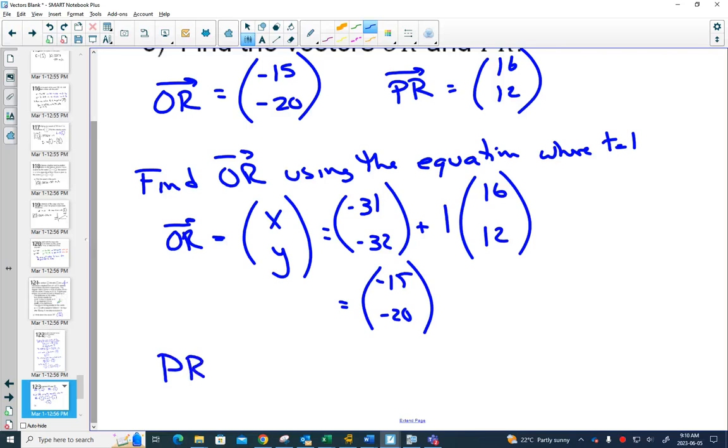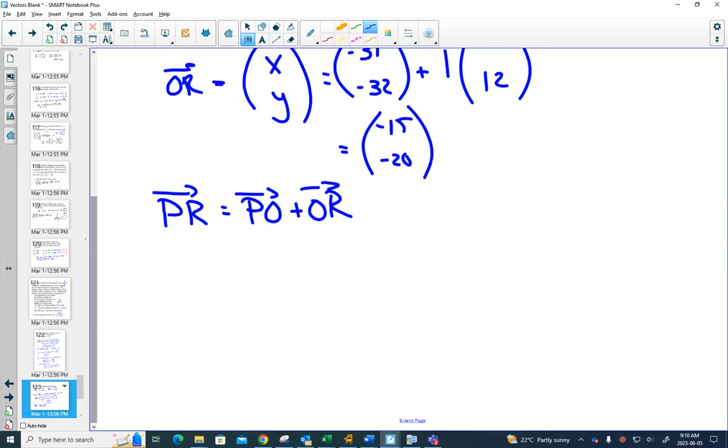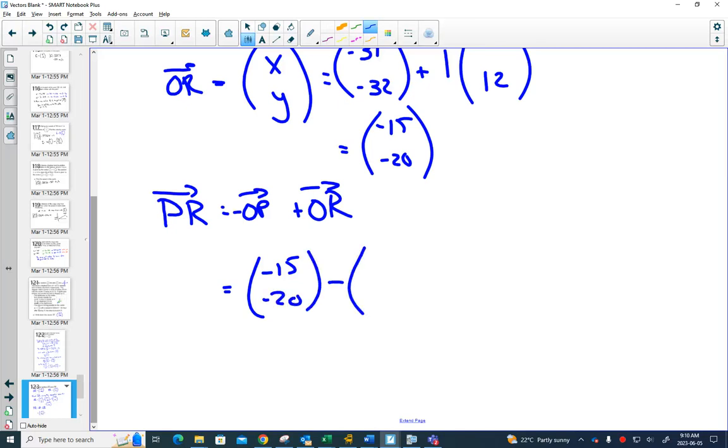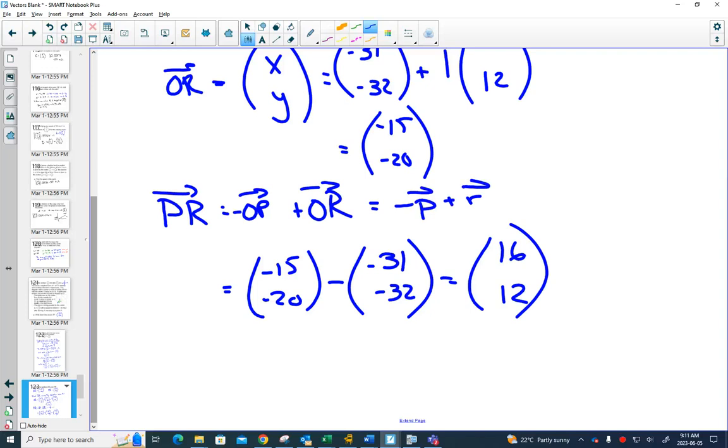Of course, the other way that you could figure out P to R is you could go from P to O and then O to R. So it is negative O to P, because you would go back to the origin, so you go in the negative direction, plus O to R. So O to R is negative 15, negative 20, subtract O to P, which is negative 31, negative 32. This will give you 16, 12 as well. Probably easier to see this if we think about negative P plus R. So we've always got this idea of vectors. We can go back to the origin, that's the negative of the vector, and then from the origin back to the other point, that is going from P to R.